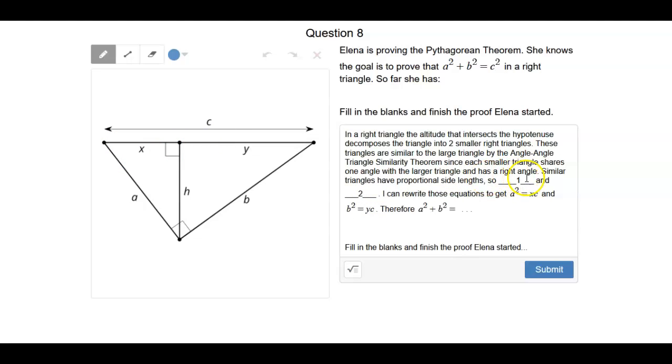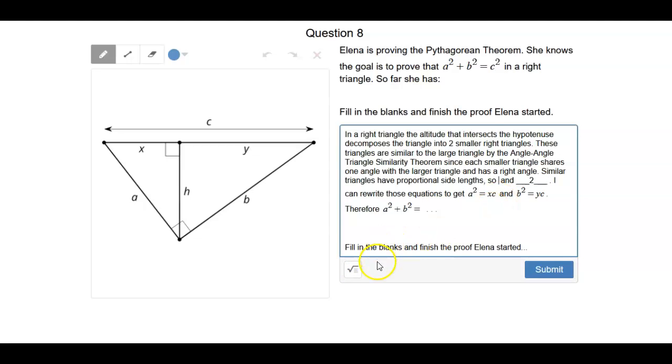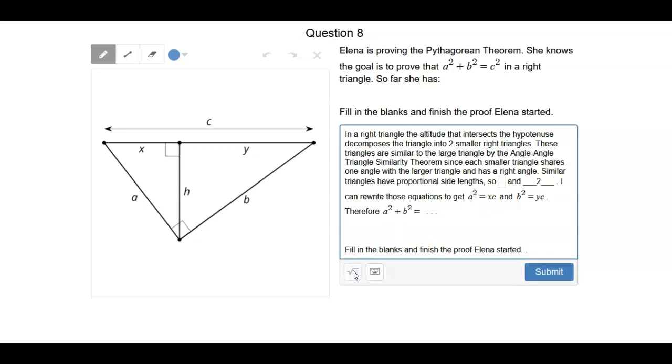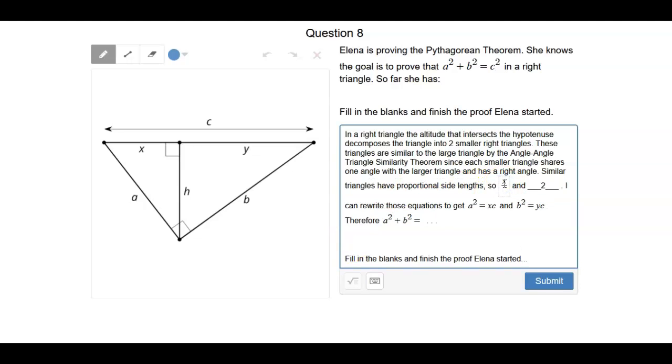Similar triangles have proportional sides, so I know that what we can say here is, we're going to put this into a blank, we would have x over a is equal to, now x is this part right here, and a is this part right here. So we have the base and the hypotenuse, and we're going to talk about the big triangle, so the base and the hypotenuse. So this would be a over c.